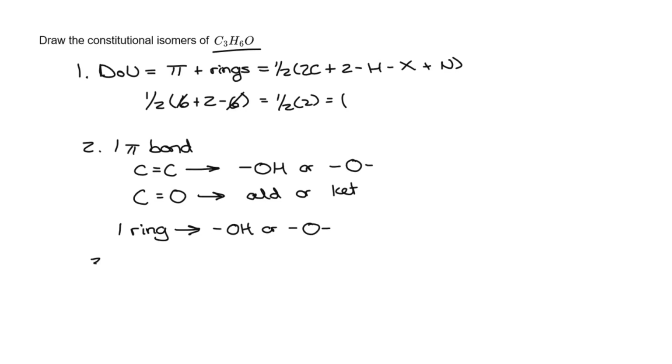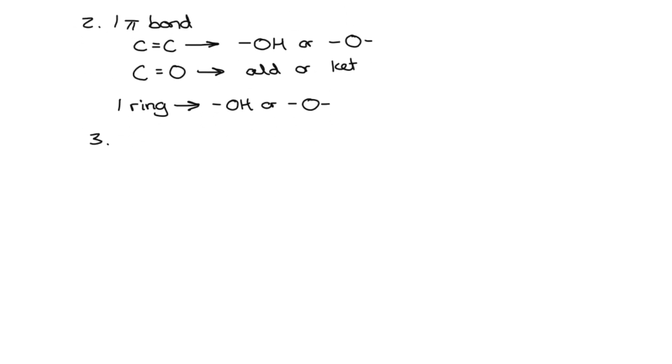So step number 3 is going to be to draw the compounds. So my formula is C3H6O. And I'm going to start with the C double bond C with alcohol. So I have a 3-carbon chain, and I'll put my double bond, and then my alcohol can go in any one of 3 positions. So we'll draw those out. And no branching is possible here with just 3 carbons, so that's it.